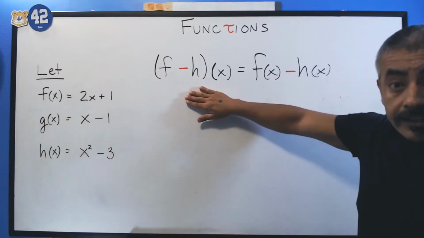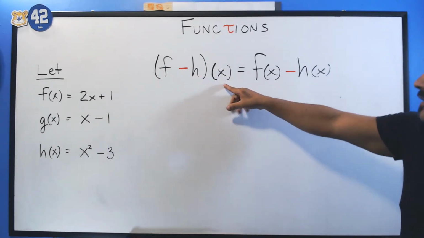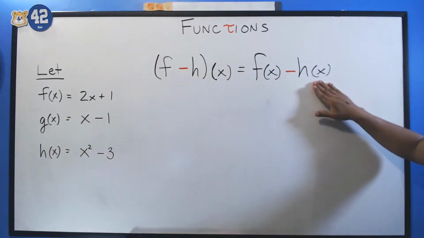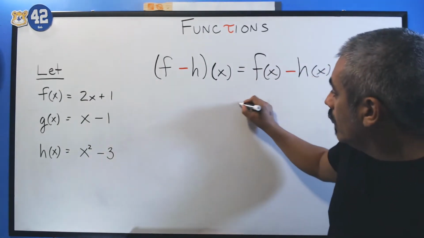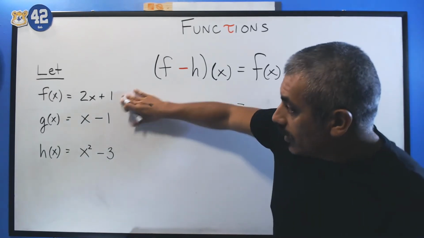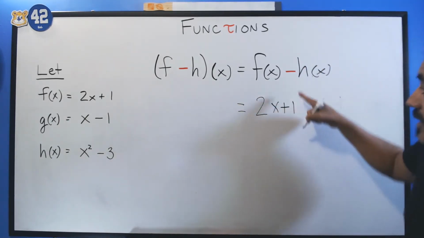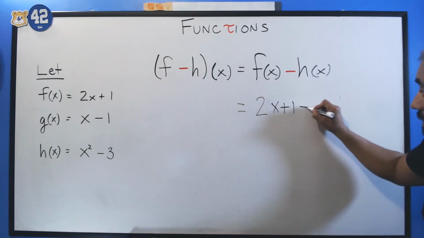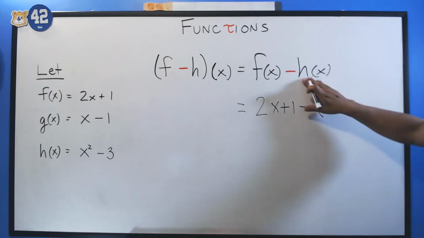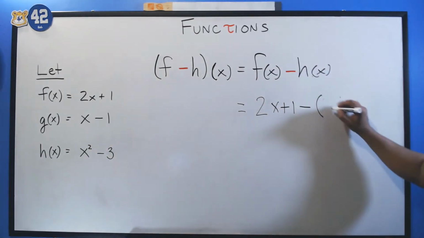Now let's take a look at the difference. So f minus h of x is simply going to be f of x minus h of x. So now, keeping in mind our functions here, we're going to take f of x, and we're going to say 2x plus 1. Since we're working with a negative in this case, I'm going to put parentheses. So I'm going to say minus parentheses, and then I'm going to plug in h of x, which is simply x squared minus 3.